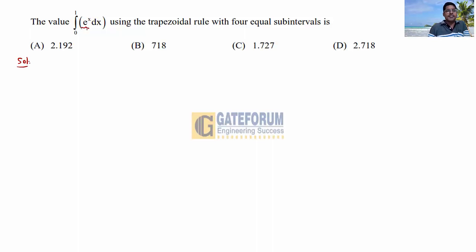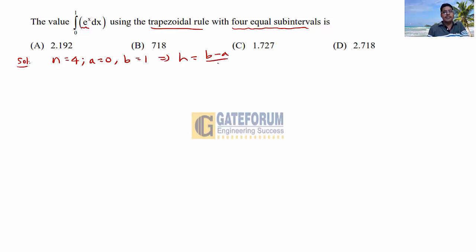so this is the integrand f of x, lower limit a is 0, upper limit b is 1, 4 equal subintervals means n is equal to 4, using the trapezoidal rule. So first of all, n is equal to 4, a is equal to 0, b is equal to 1. The formula for finding h is b minus a by n, that means 1 minus 0 by 4, 1 by 4, which is nothing but 0.25.